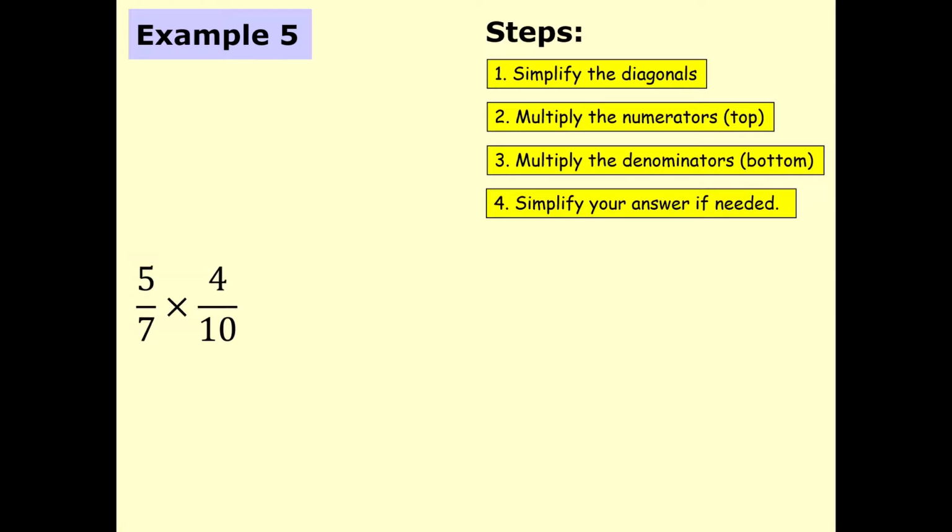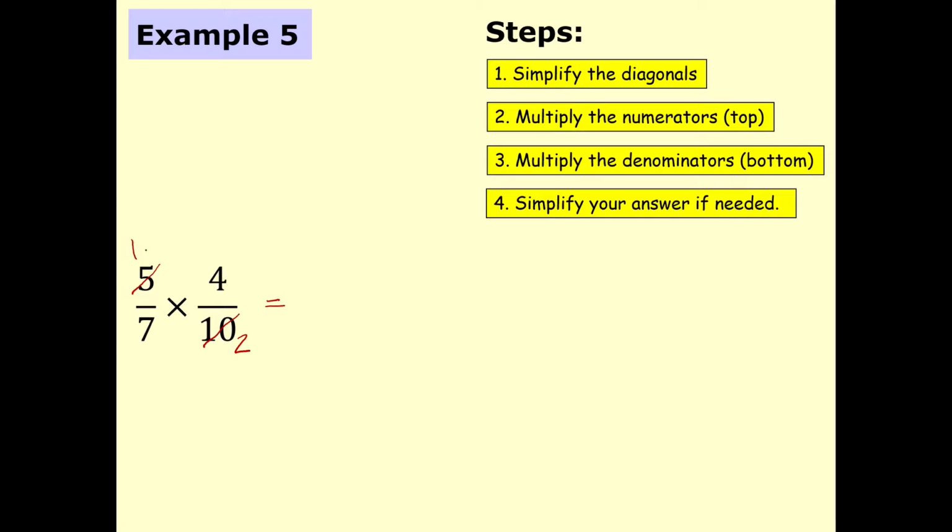Okay, first steps are going to be the same. Let's look at our diagonals. We've got 5 and 10. We can divide them both by 5 because they're both in the 5 times table. 5 divided by 5 is 1. 10 divided by 5 is 2. Let's double check our other diagonal. Well, 4 and 7, there's no times table they're both in, so we're just going to leave it as it is. Let's go on to step 2 to multiply our numerators.